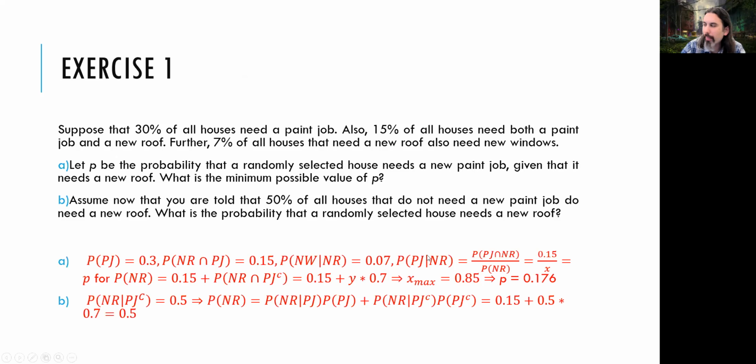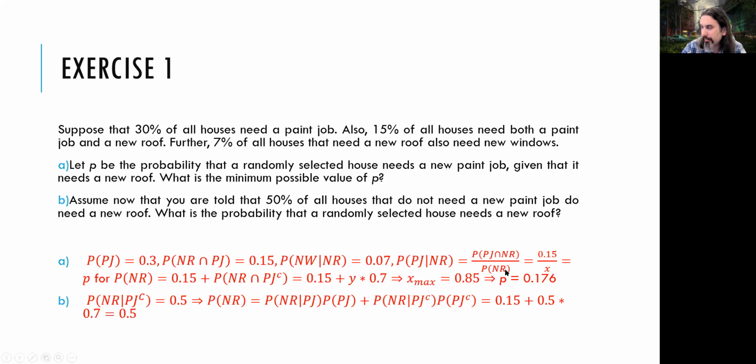It's asking us this. Now, this one, again, we're going to use the equation from definition, can be written like this, the intersection over the condition. We already know that the intersection is 0.15. We were given this one. We are looking for the new roof probability. Now, new roof probability, again, we can just use the rule of total probability and open this up, conditioned on PJ. And we can just use the intersection as well, but still, either intersection or condition will work, doesn't really change the result.